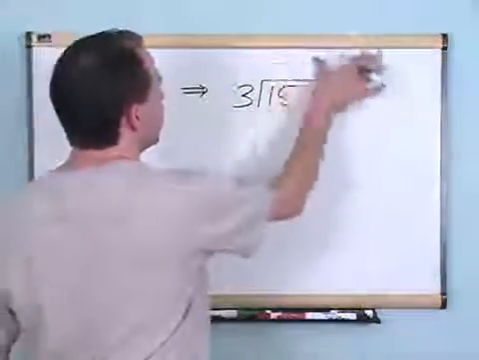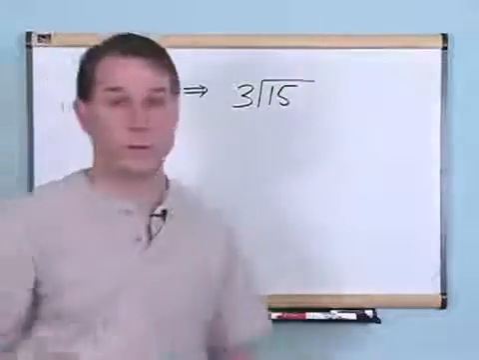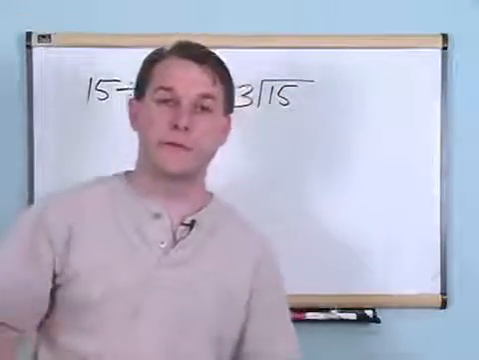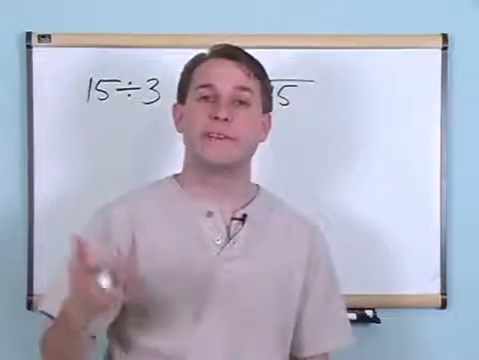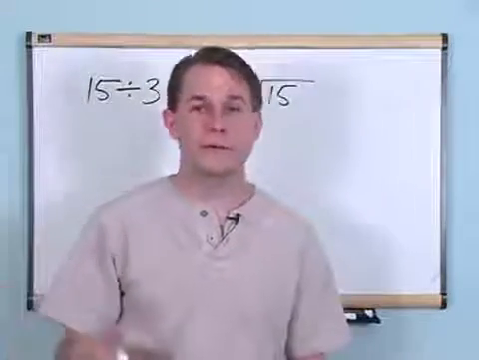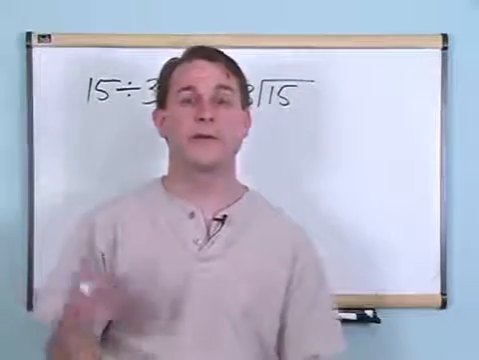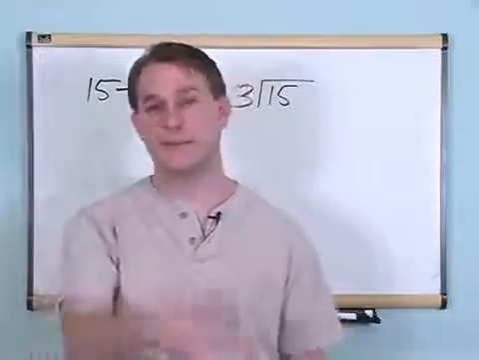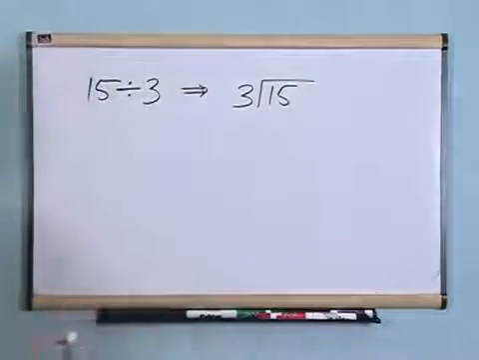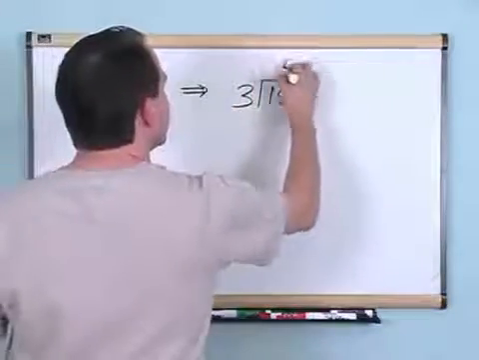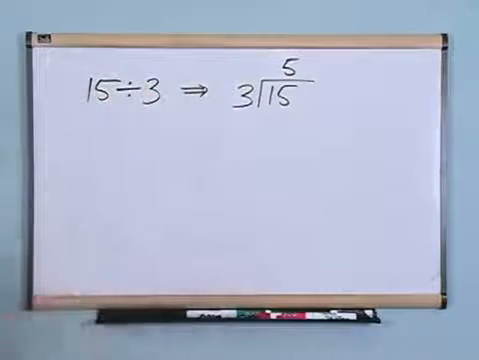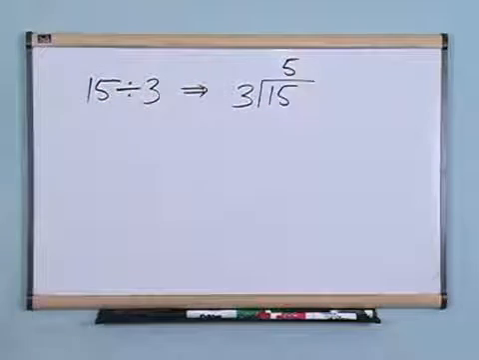What number is that going to be? 3 times what gives us 15? Well, 3 times 1 is 3, 3 times 2 is 6, 3 times 3 is 9, 3 times 4 is 12, 3 times 5 is 15. So 3 times what is 15? 3 times 5 is 15. So we believe that 5 is the answer, but let's go ahead and just make sure.